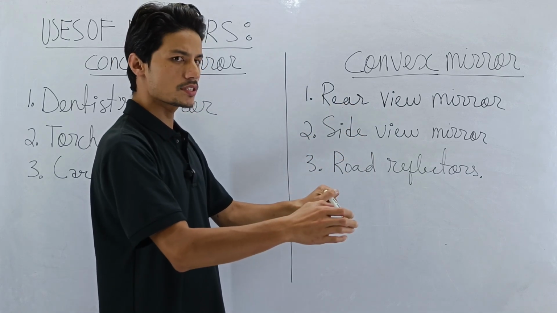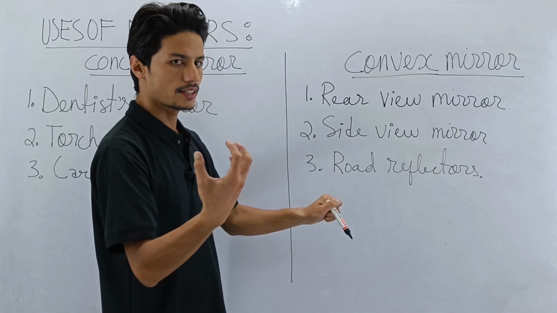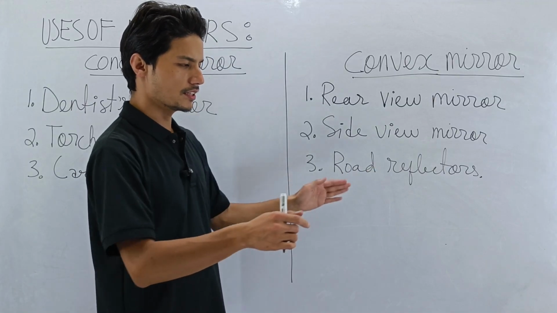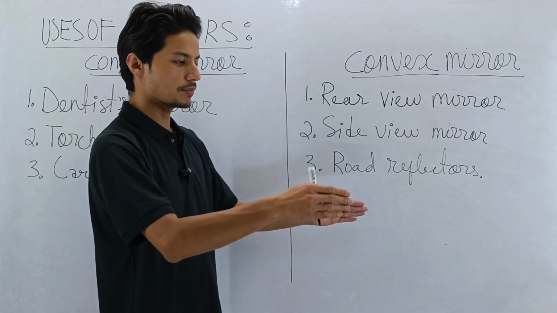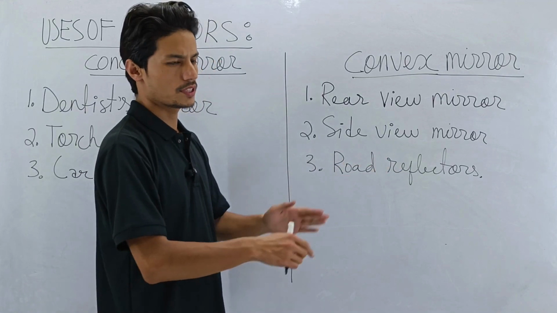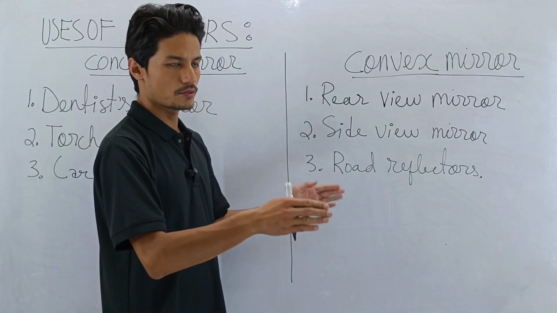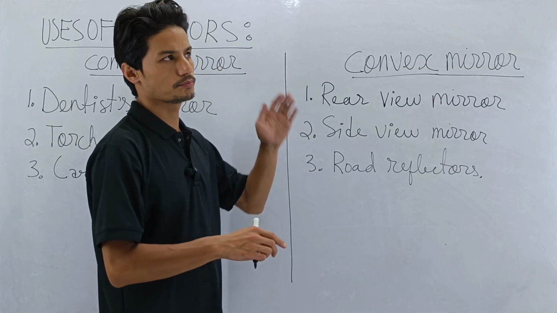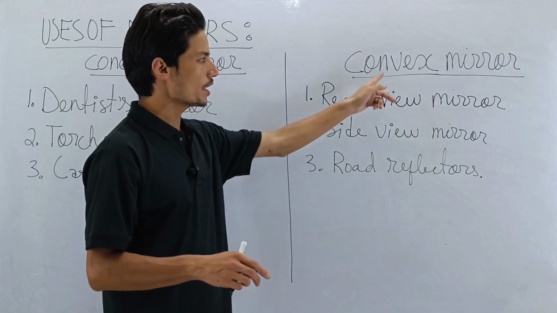Okay, he uses these mirrors to see the traffic behind, and at the same time he uses this mirror to see the spacing. If it is a narrow road, these mirrors will help him know how to pass through. So these are very helpful mirrors which are used by drivers, and these are attached in the cars.